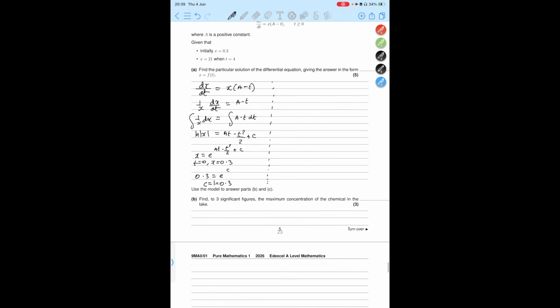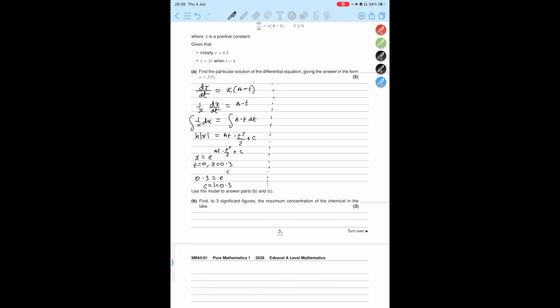Next, what can we do? We have x equals 21 when t is equal to 4. But before we do that, I want to do a little bit of simplification. So x equals e to the power of (at minus t squared over 2) times e to the c. You can see all I've done is simplify it, because that's literally the same thing. But let me sub in that value of c. As I think I said earlier in this paper as well, e to the ln of any value is just going to be that value itself because it's an inverse function.